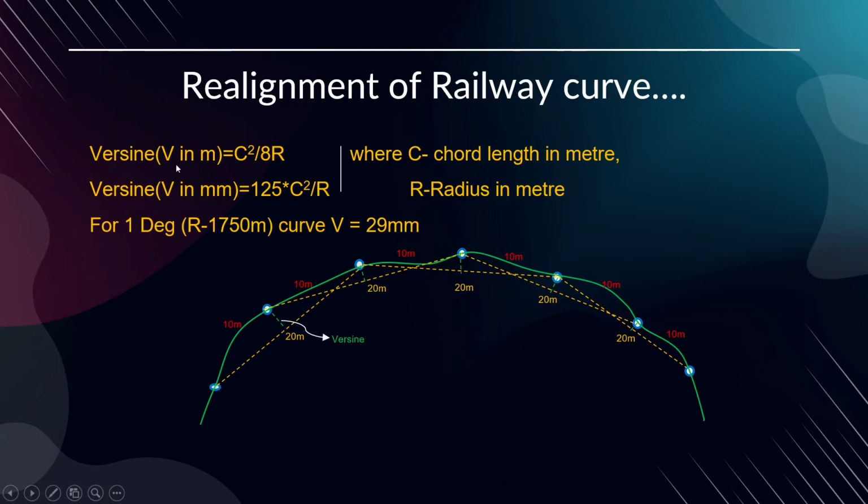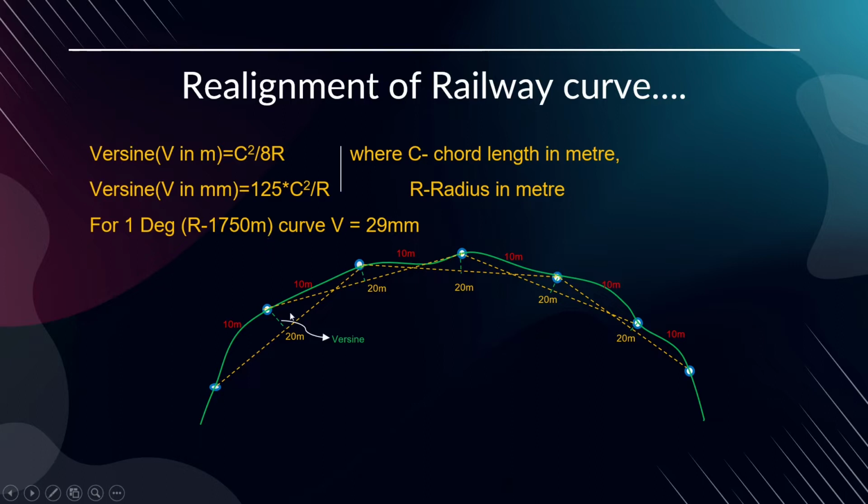So if you are substituting c in meter and r in meter, we will be getting the versine in meter. If you want to get the value in mm, it is 125 c squared by r. Just simply multiply by 1000 mm. In this case c will be in meter, r will be in meter, but the result, the versine, will be in mm. In that case, we have to use this formula: 125 c squared by r will be the versine.